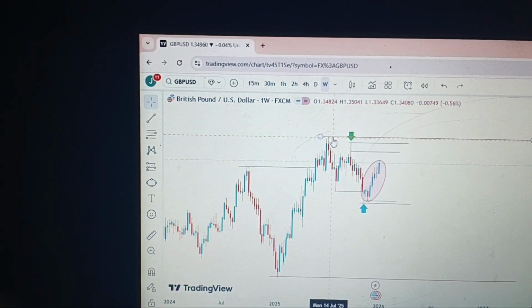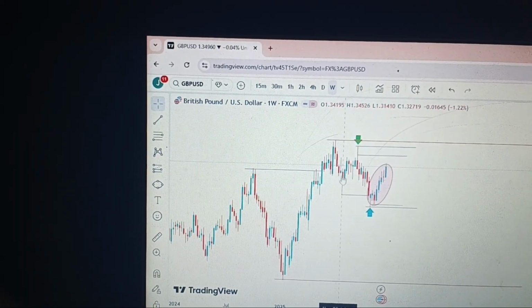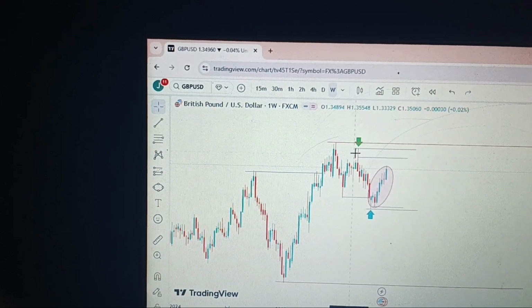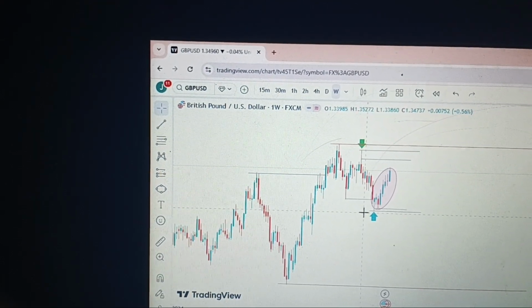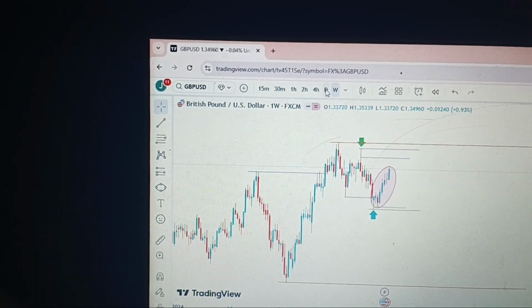Now if we scale down to the daily time frame, we're going to see how this weekly structure is more like trending to the downside. This is the lowest point I got to. So let's go to the daily time frame.